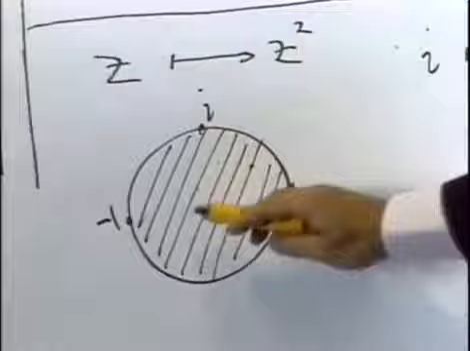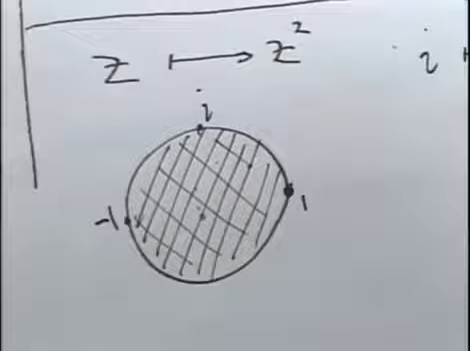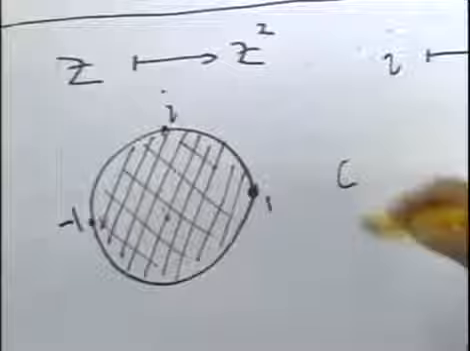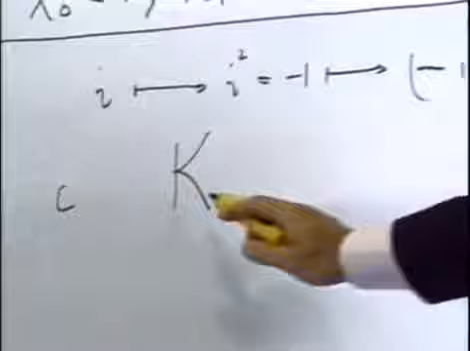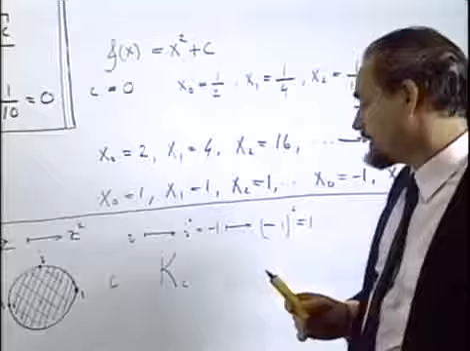The closed unit disk is a set of points, the set of seeds which lead to bounded orbits. More generally, for any number c, you can consider the set K_c of points which will have bounded orbits under the iteration of z squared plus c. One example is K_0, which is the closed unit disk.